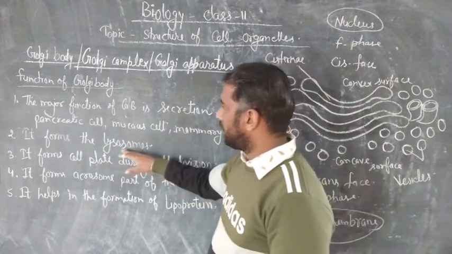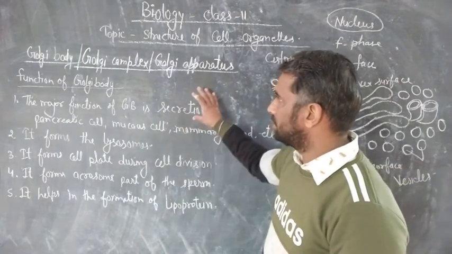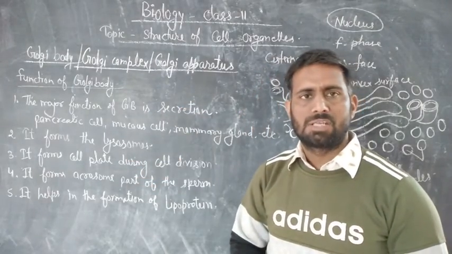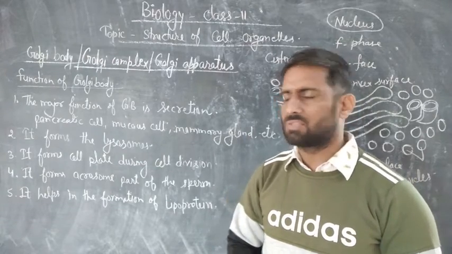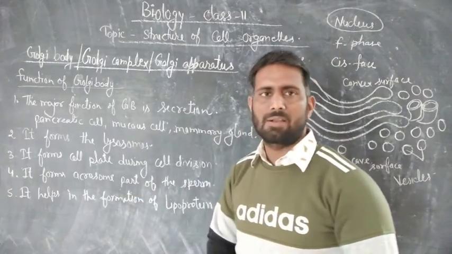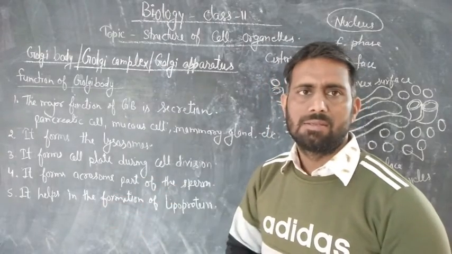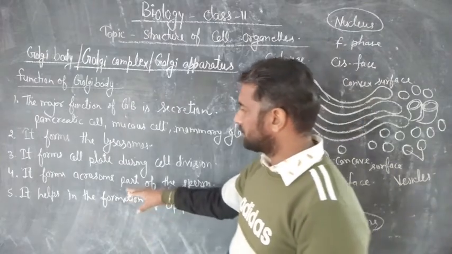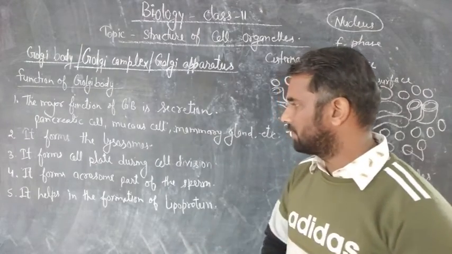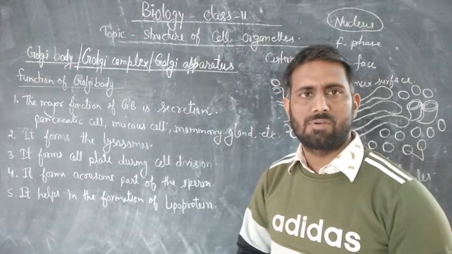Second function, it forms the lysosomes. Lysosomes are formed by the Golgi body. Next function, it helps in the formation of the cell plate during cell division. Next function, it forms the acrosome part of the sperm. The acrosome part of the sperm is formed by the Golgi body. Next function, it helps in the formation of lipoprotein. Lipoprotein is formed by the Golgi body. So that is all about the function of the Golgi.